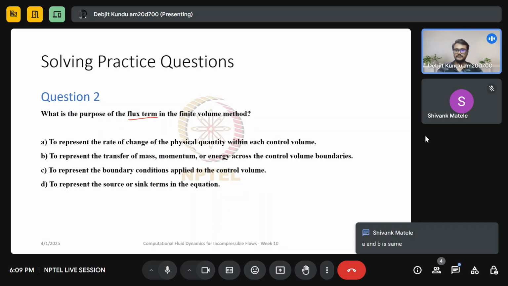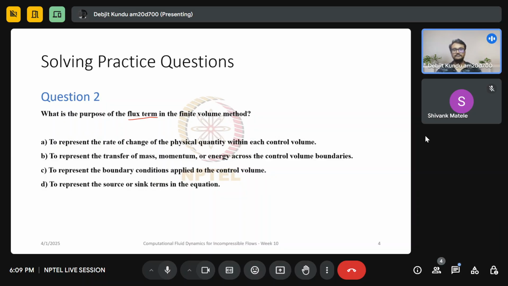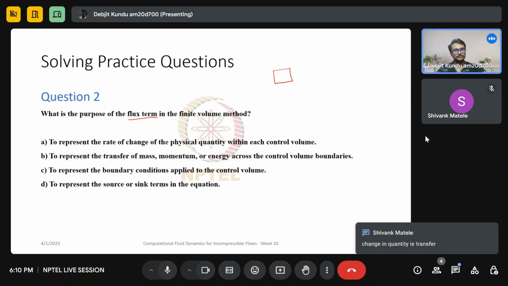A and B is the same. Not really. Why do you think they are the same? Option A is to represent the rate of change in quantity is transfer.